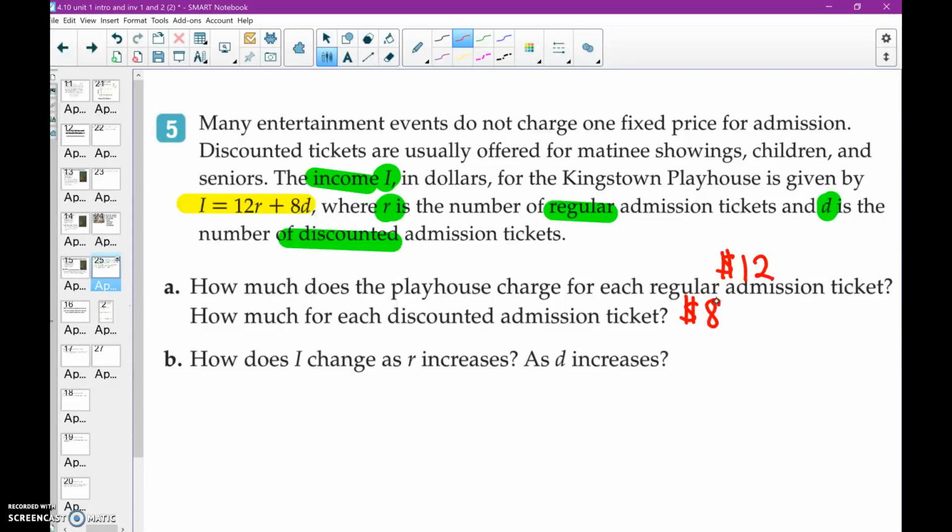Okay, so part B then says, how does I change as R increases? And how does it change as D increases? So again, you're going to have a little box pop up off to the side. Answer each part based on what you think would happen. If I go from, let's say, we'll just throw out a number, let's say I go from 10 to 15 for each of them. Do you think I is going to increase? Do you think it's going to decrease? Do you think it'll just stay the same? What do you think will happen?